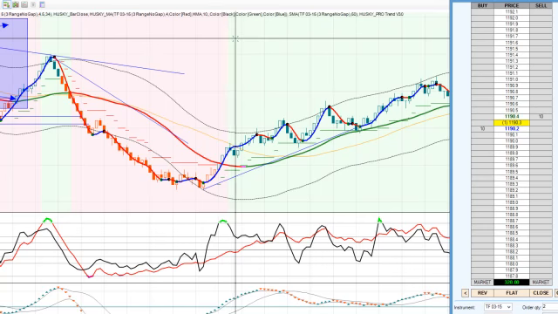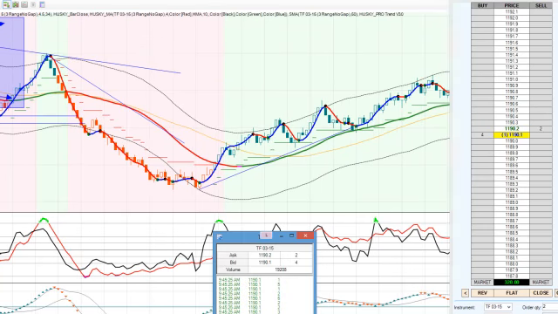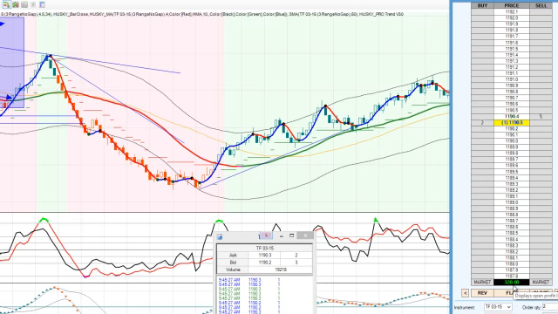I'm Jerry Renault with Trader Makers. That was 15 minutes total trading time this morning for a nice profit of $320.